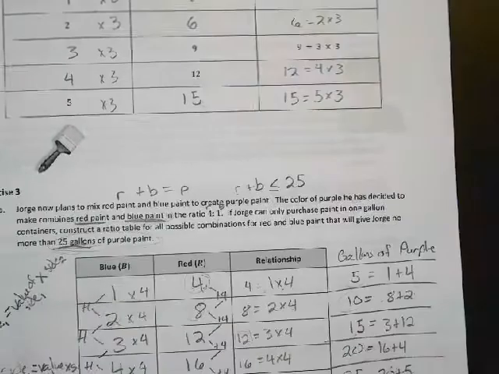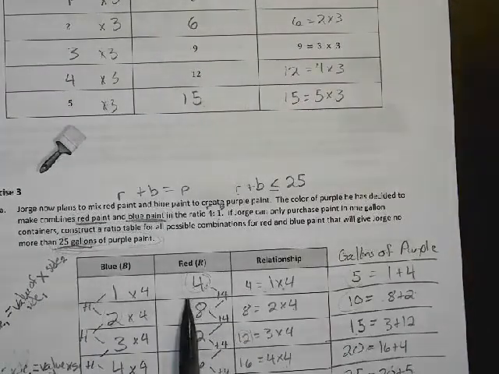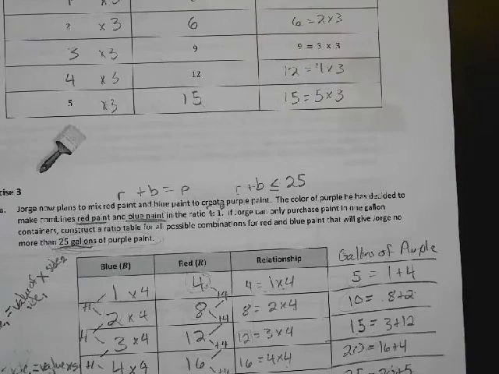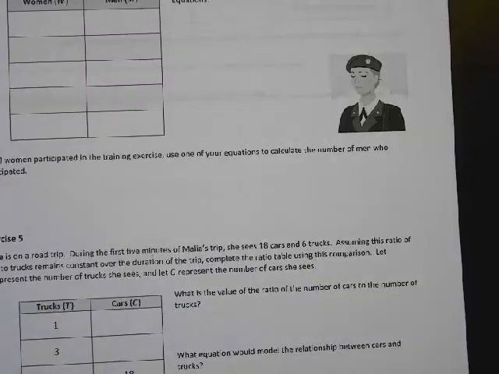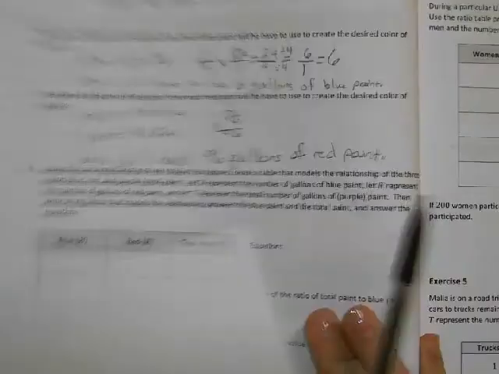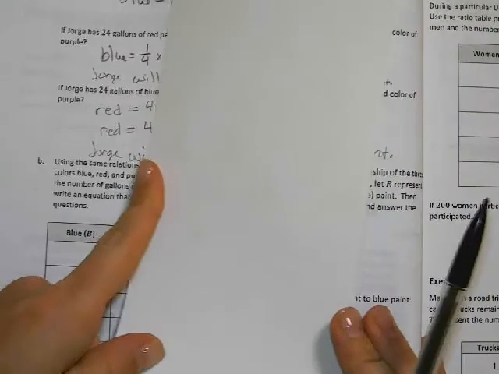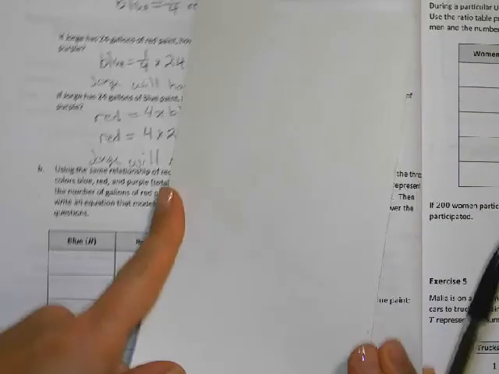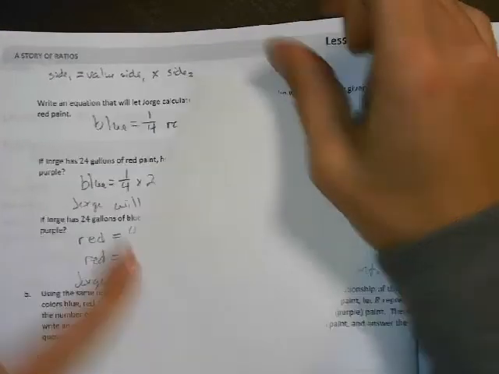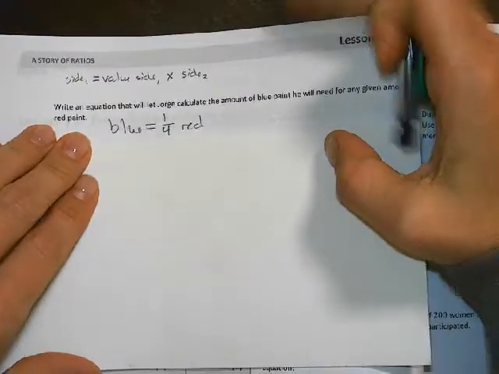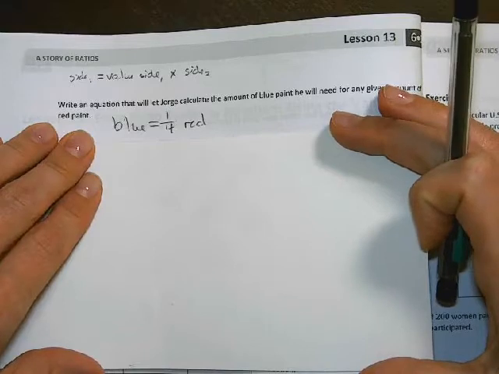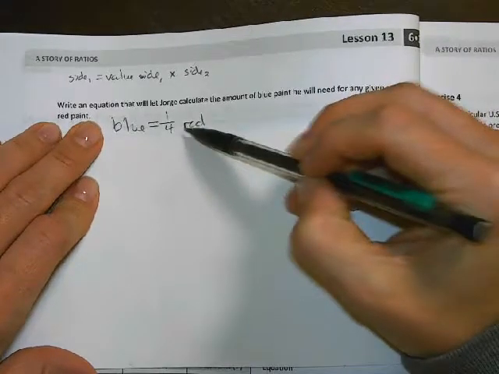Well, if you go back to the ratio table, the value of blue would have been 1/4. So that is blue equals 1/4 times side 2, which is red. Right there. So whatever blue is going to be equal to 1/4 times the number of gallons of red.